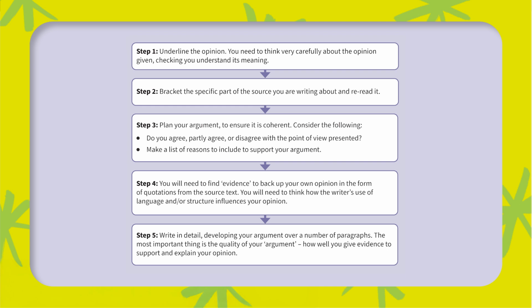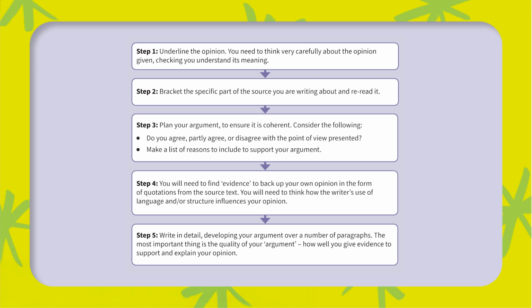Then identify the bit of the source that you are going to work with. Bracket that particular bit of the source. Put a line around it. However you choose to do it, make sure you're working with the part of the source you are directed to. Third step, make a plan. So work out, do you agree, partly agree, or disagree with the statement you are given? Make a list of reasons for that, things that you can use to support your argument.